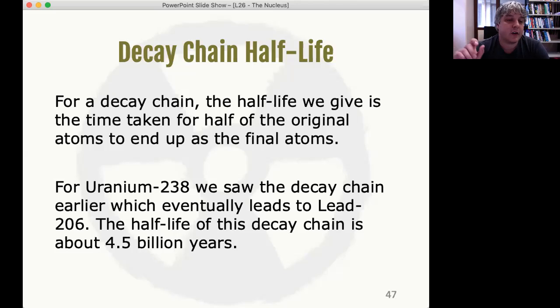That's just your standard 238 uranium half-life. For the uranium-238 decay chain half-life, what we're talking about is for half of those uranium-238 atoms to make their way all the way through the chain and end up as that stable lead-206. So that's what we're talking about for a decay chain half-life. For uranium-238, that decay chain half-life is 4.5 billion years. 4.5 billion years for half of those uranium-238 atoms to end up at the end of the chain as lead-206 atoms.